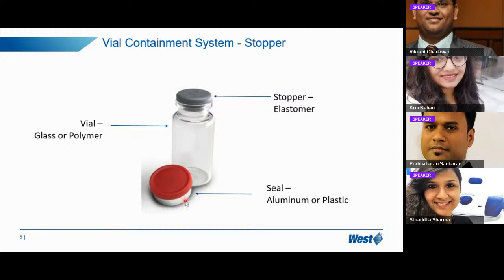The seal is called secondary packaging because it is applied on the top of this stopper. So it does not have direct contact with the drug, it is on the top of the stopper. That is the reason this is called secondary packaging, which you can see is made up of aluminium, and on the top you can see a polypropylene button.